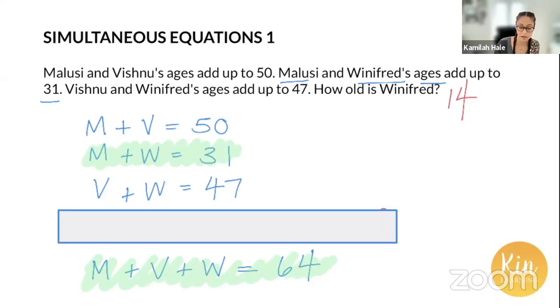So the question didn't ask for this, and I don't recommend in an exam doing extra work that the question didn't ask for, but we shall do it here for practice. And then someone has also told me how old Malusi is. So Malusi would be 64, take away 47, so you are correct. Malusi is 17. Well done.